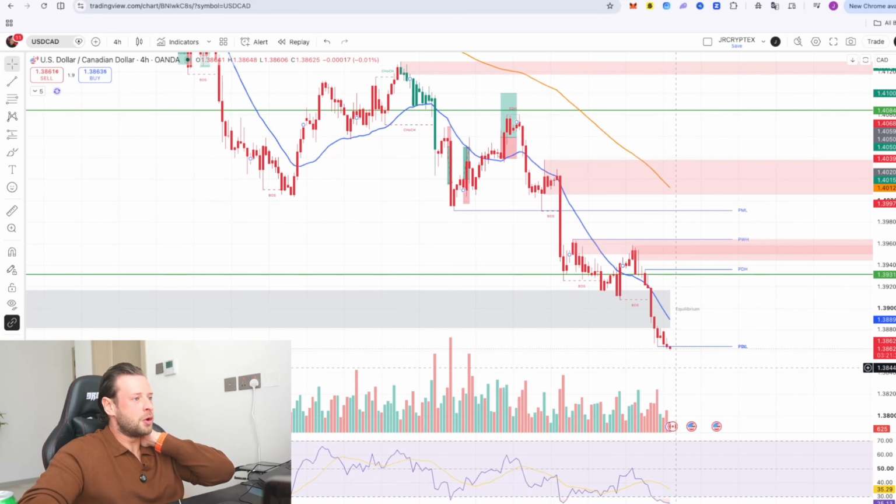So my only concern with opening the short before we go up is I think we're going to potentially head back up and fill the breaker structure there. We've got breaker structure here, breaker structure there.